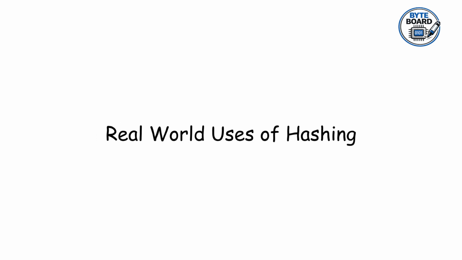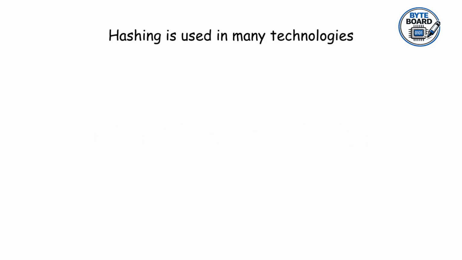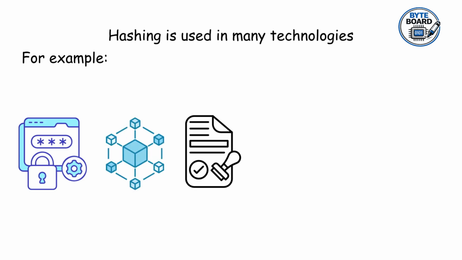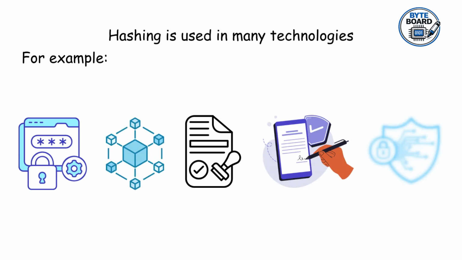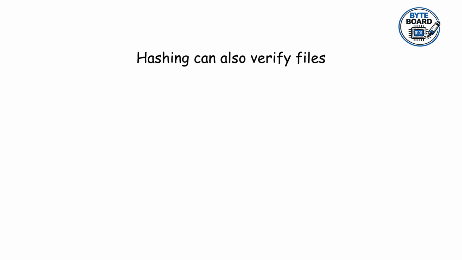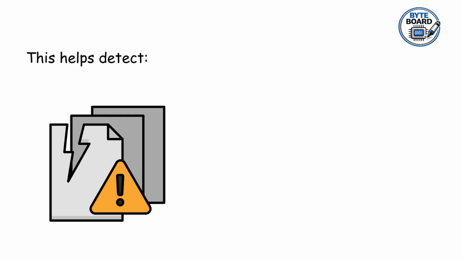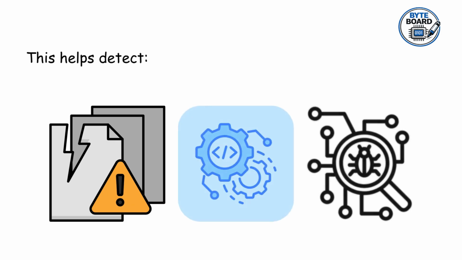Real-world uses of hashing. Hashing is used in many technologies, for example, password storage, blockchain, file verification, digital signatures, cybersecurity systems. Many modern systems rely on hashing every day. File verification. Hashing can also verify files. If even one small part of a file changes, the hash changes too. This helps detect corrupted files, modified software, malware tampering.